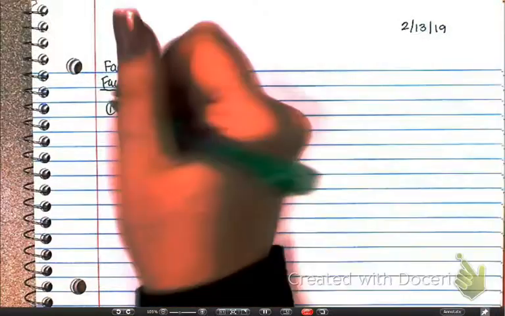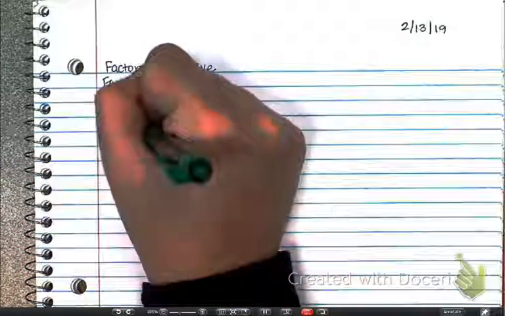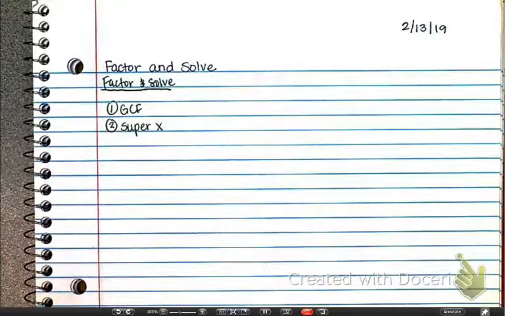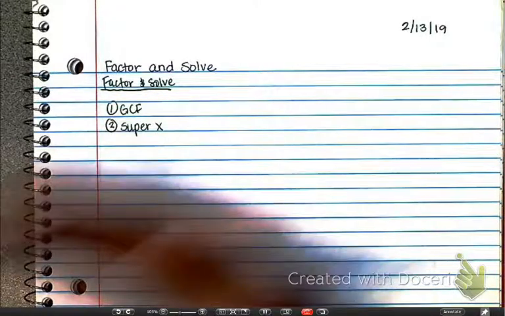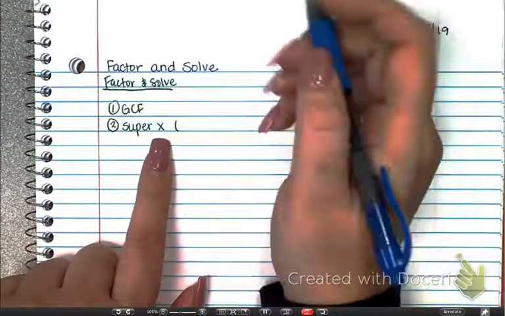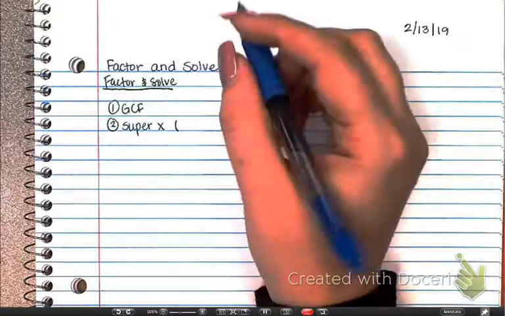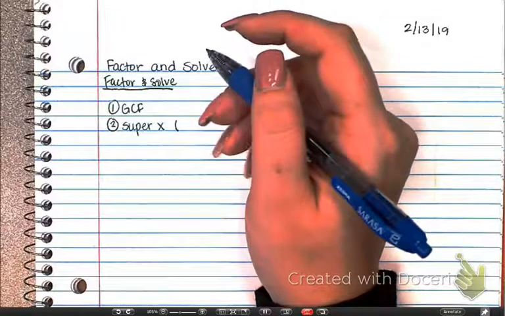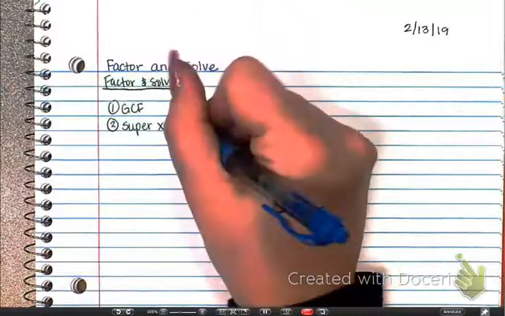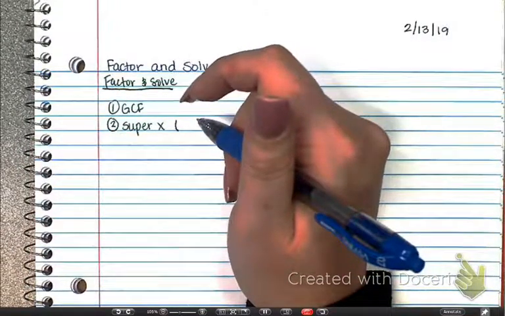Okay. If GCF works, great. What do you then have to look at? Super X. Sometimes you'll be able to use the Super X, sometimes you won't. Sometimes you'll use GCF, sometimes you won't. When do we use the Super X? Right now, when are we allowed to use the Super X? We've talked about it multiple times. When are you allowed to use the Super X? So you're going to use it every single time? No. What do you look for when you're using it?